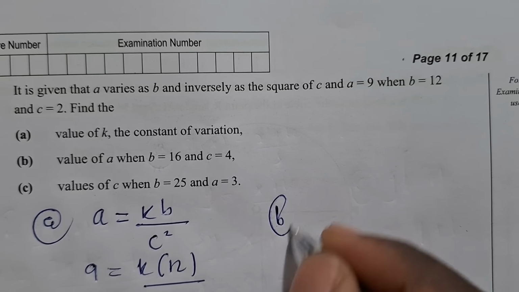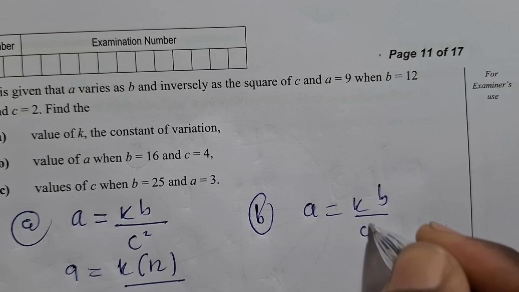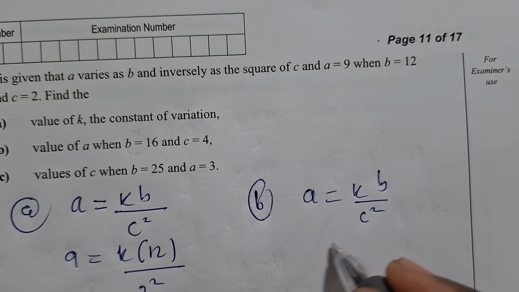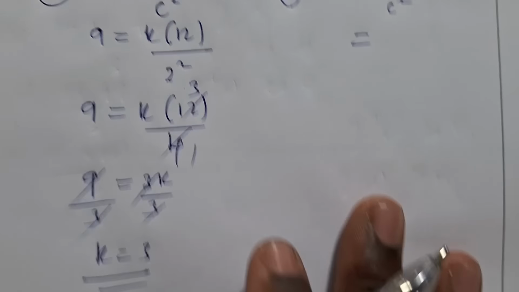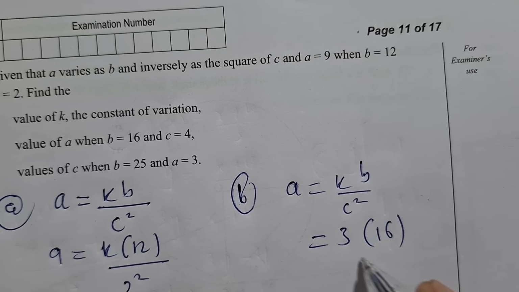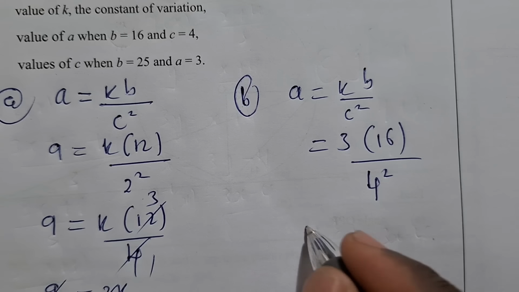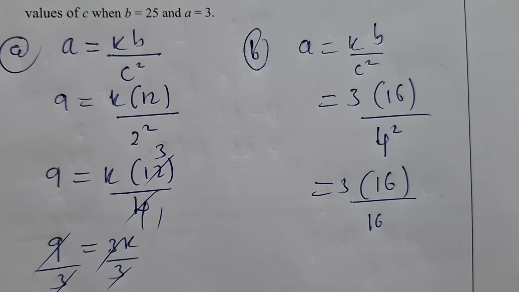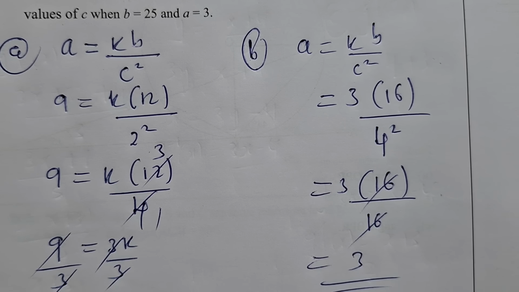We go to question B. A is equal to KB over C squared. We find A, given that K is 3, B is 16, and C is 4. So that's 3 times 16 over 4 squared, which is 16. You cancel out and remain with 3. So for question B, the answer is 3.